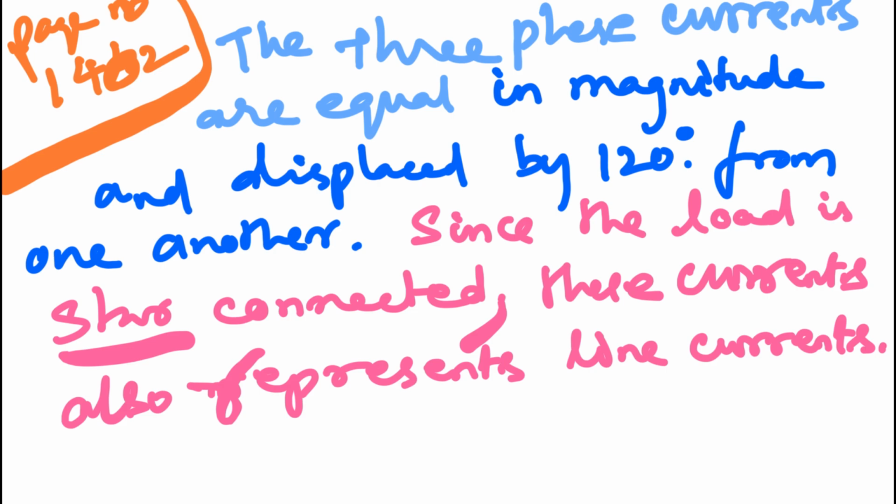The three phase currents are equal in magnitude and displaced by 120 degree from one another. Since the load is star connected, these currents are also the line currents.